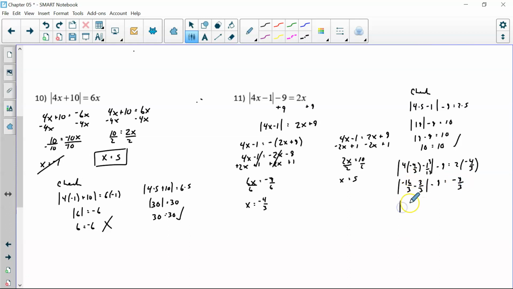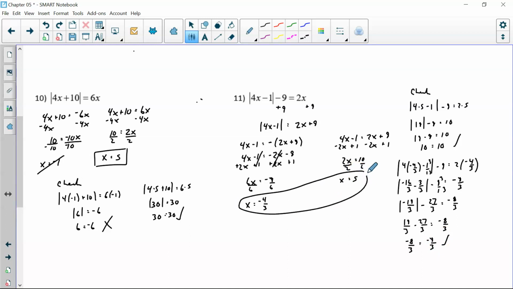So we get the absolute value of negative 19/3 minus. Now I am already seeing that my denominator has to be a 3. So I'm going to multiply the 9 over 1 by 3 over 3, so we get minus 27/3 equals negative 8/3. Now, the absolute value of negative 19/3 is 19/3 minus 27/3 equals negative 8/3. So we get negative 8/3 equals negative 8/3, and that is valid. Both of those solutions, the positive and the negative, both worked in that case.